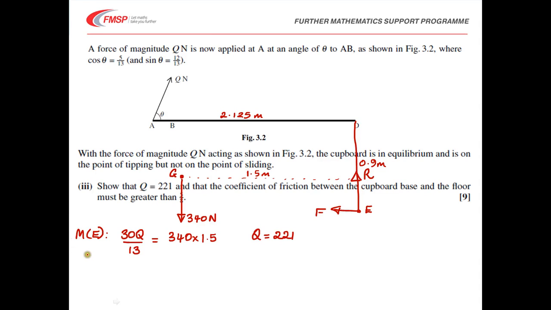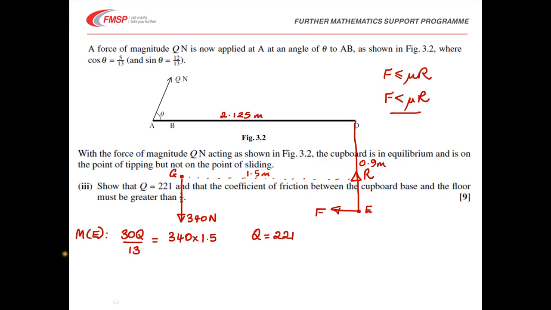We then want to find the coefficient of friction between the cupboard base and the floor, and we have to show that it's greater than 5/8. In order to find that coefficient of friction, we're going to need to find R and F here so that we can use F is less than or equal to mu R. So we know that it's not on the point of slipping, it's on the point of toppling. So actually we're going to use the strictly less than version. We know that F is less than mu R in this particular case. But we still need to find expressions for F and R.